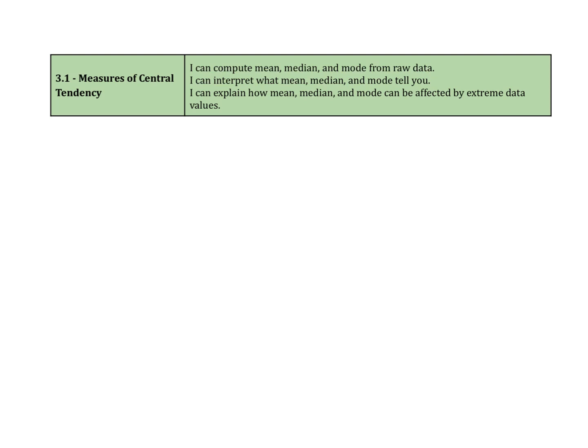In this video, we are going to be talking about measures of central tendency, which are ways to find the middle of a data set. We're going to compute the mean, median, and mode from raw data. We want to interpret the mean, median, and mode, and also explain how they can be affected by extreme data values. We call extreme data values outliers, by the way.